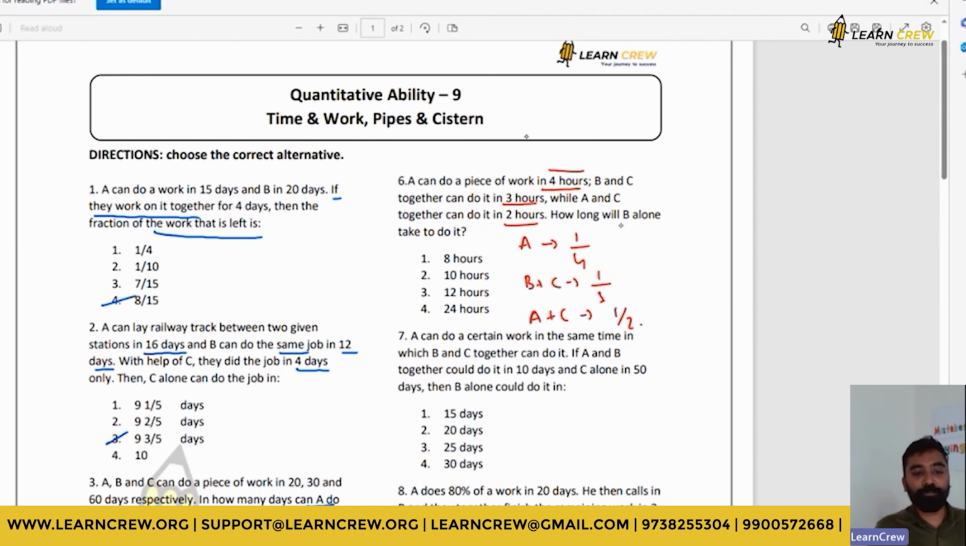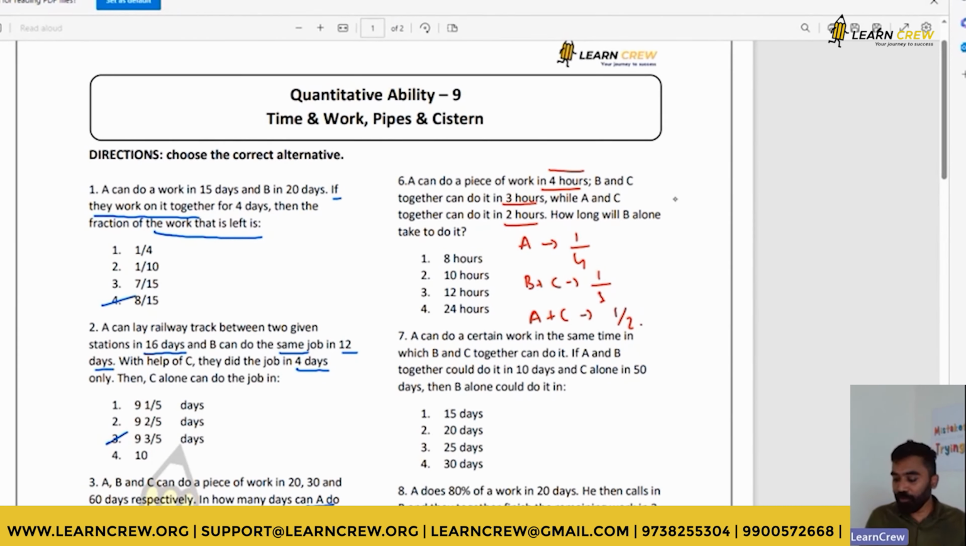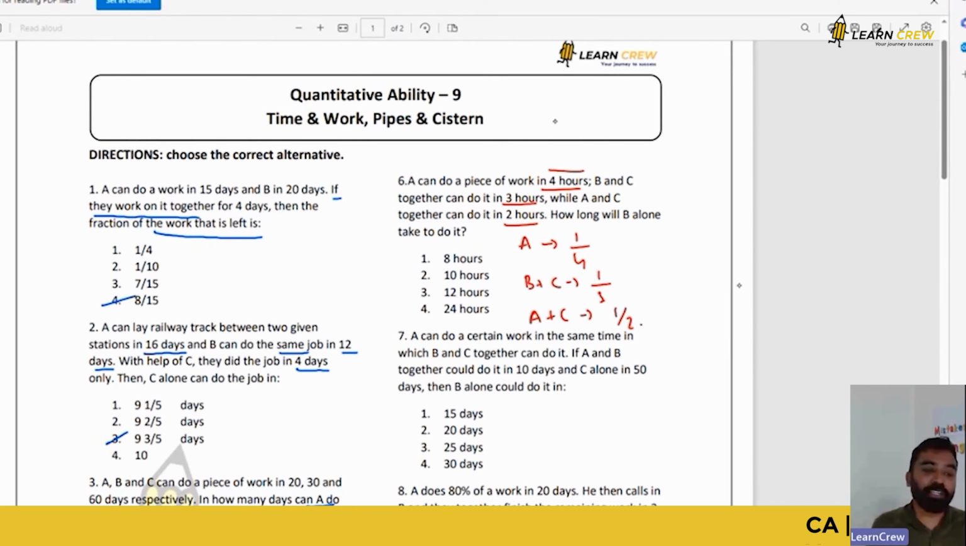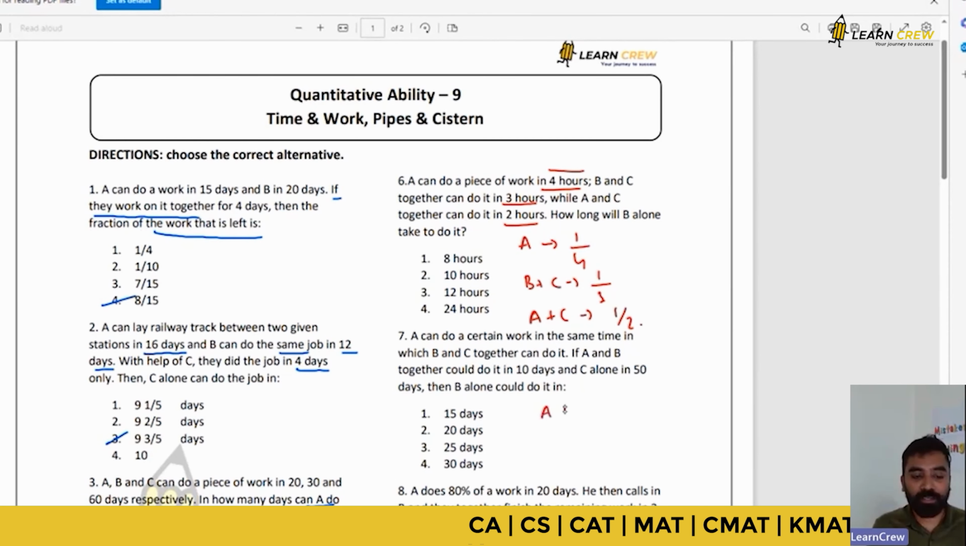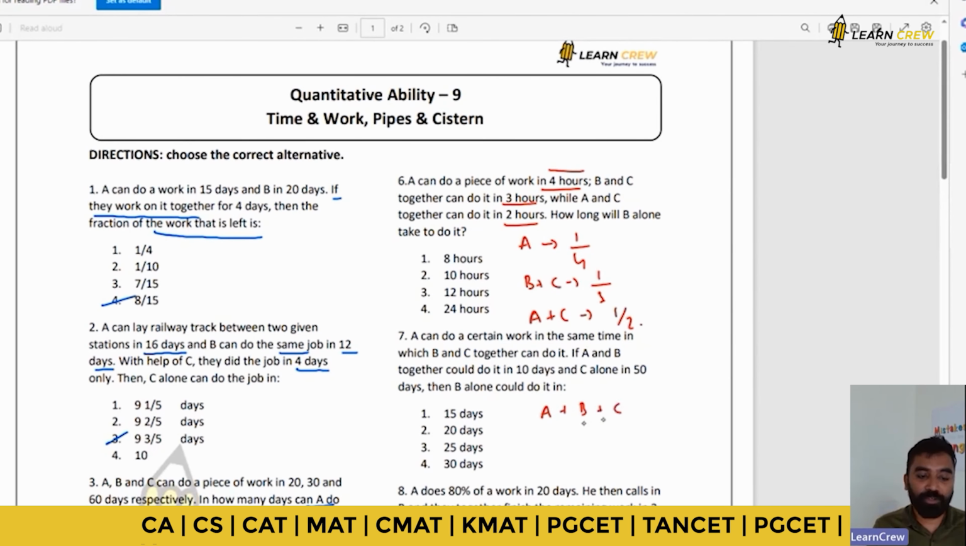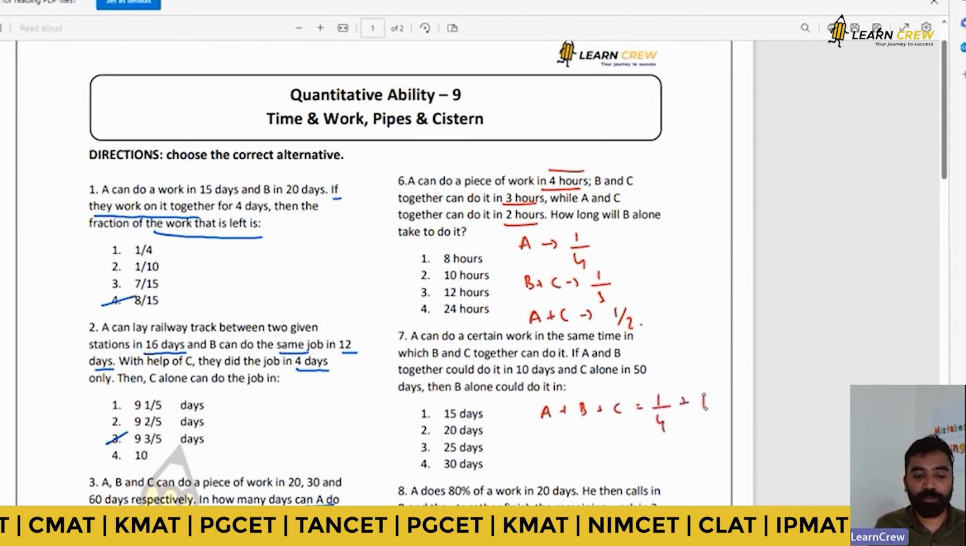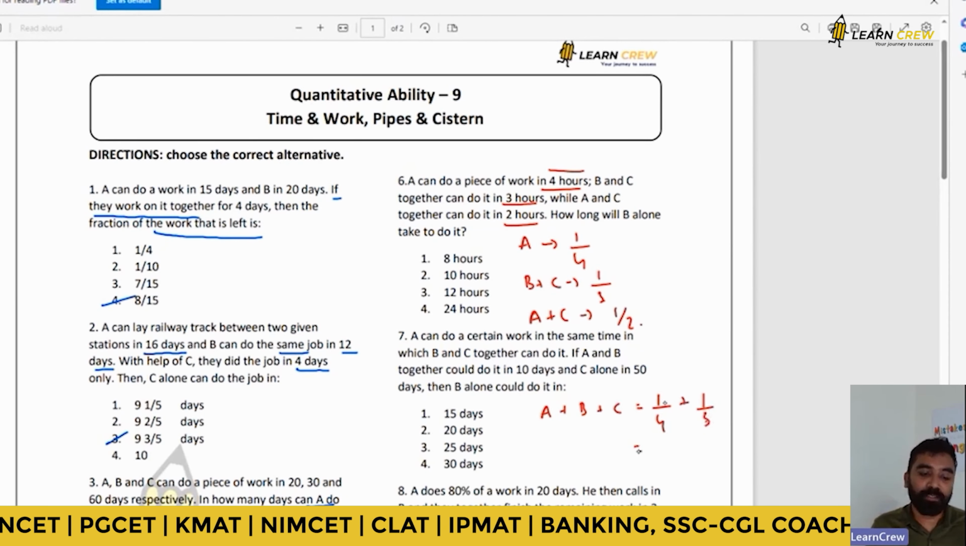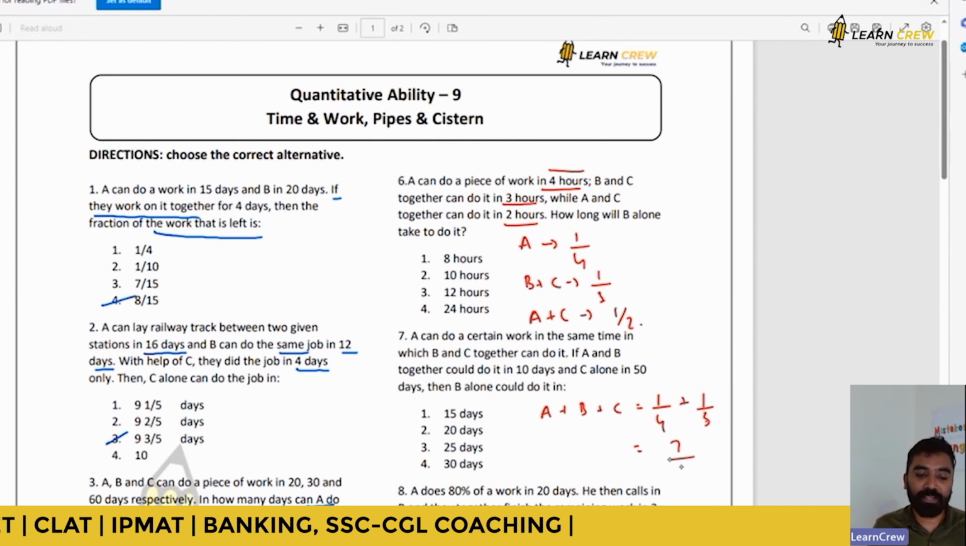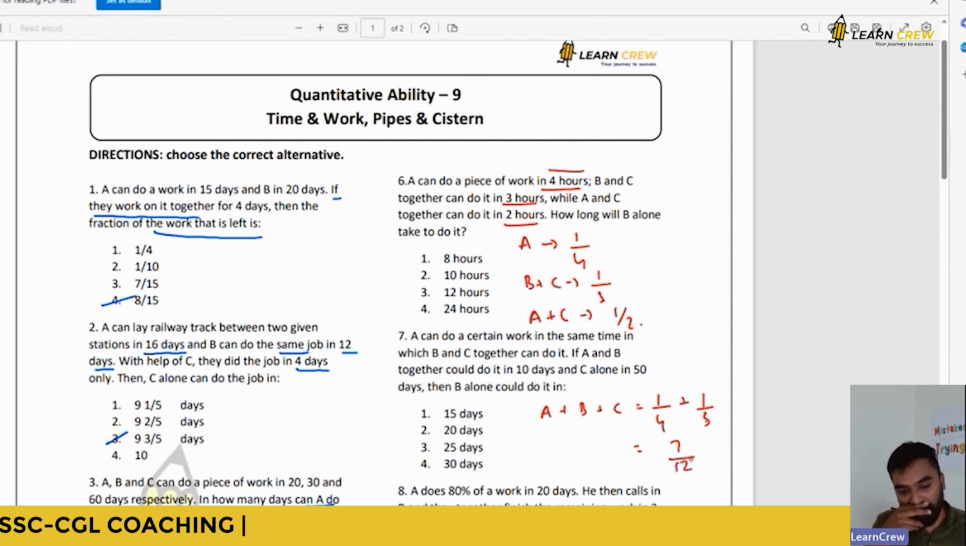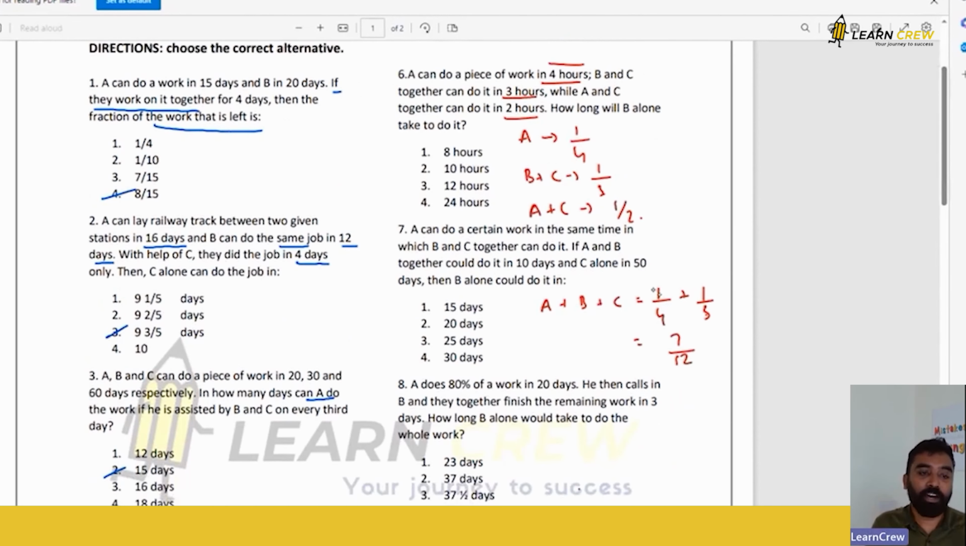So now they're asking how long will B alone take to do it. So how will you approach this? First, find out the total work done by them. It's going to be A plus B plus C. So it is going to be 1 by 4 plus 1 by 3. That is nothing but 3 plus 4 is 7, 7 divided by 12. This is the total work of all three. If this is the total for all three, then how will you find out only for B? You know A plus C.